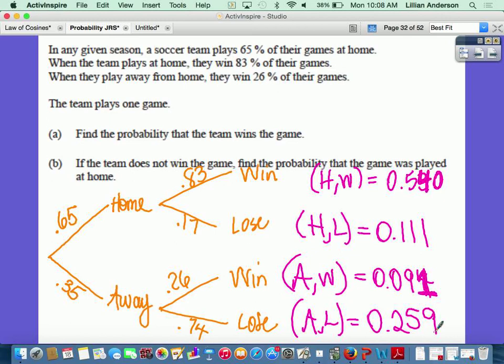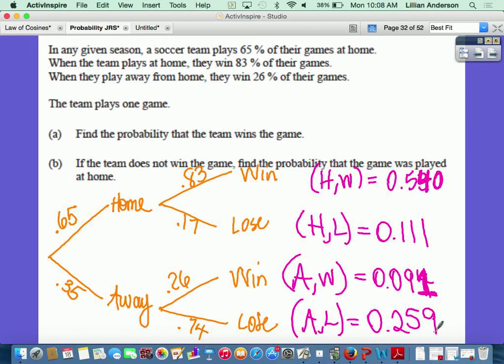Let's make sure we're multiplying correctly along those branches. Did they ever ask us to do a non-calculated one? If they do, they would give you some simpler numbers, like you win 3 out of the 10 times, something like that. They could very well put this, like the last one.